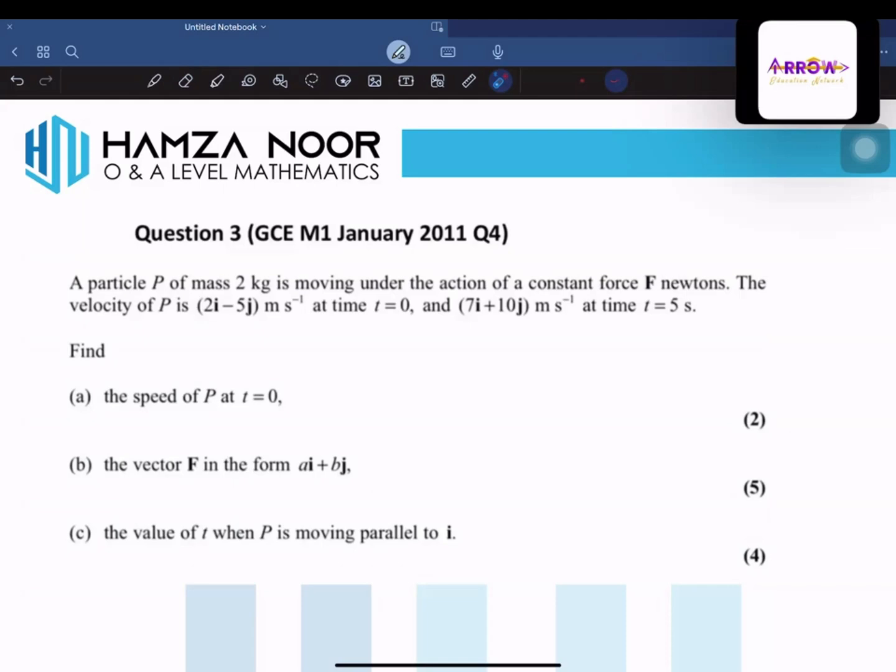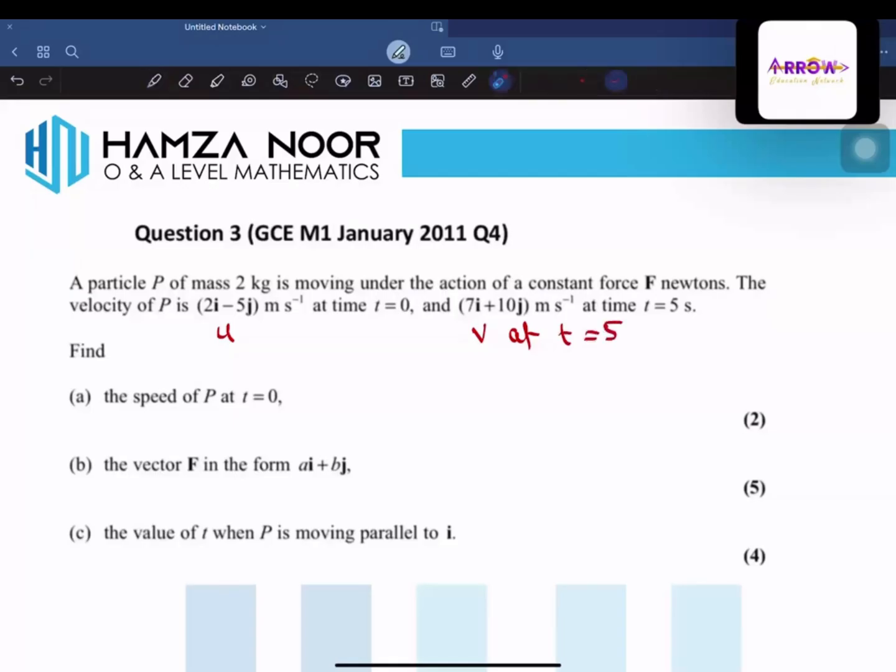The question says that a particle P of mass 2 kg is moving under the action of a constant force F newtons. The velocity of the particle is 2i minus 5j meters per second at time t equals 0. So this is basically the initial velocity vector u. And it says that the particle has a velocity of 7i plus 10j meters per second at time t equals 5 seconds. So this is basically the final velocity vector at t equals 5.